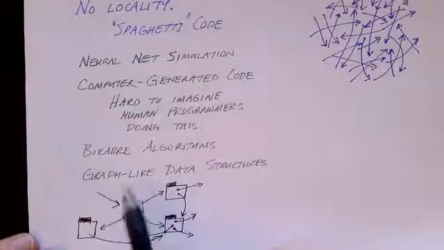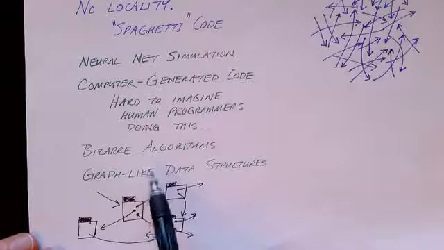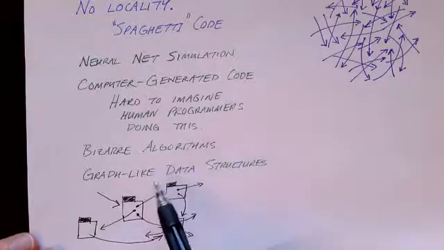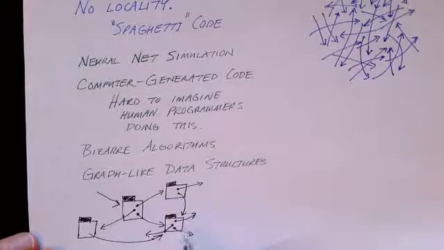In particular, if you have graph-like data structures, then they may jump around. They may have all kinds of links that go from one point in memory to the next point in memory. Here I've shown object-oriented programming. These little rectangles here represent objects, and each object contains references or pointers to other objects.